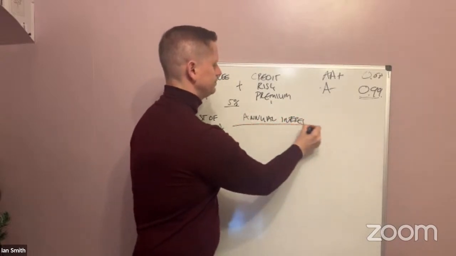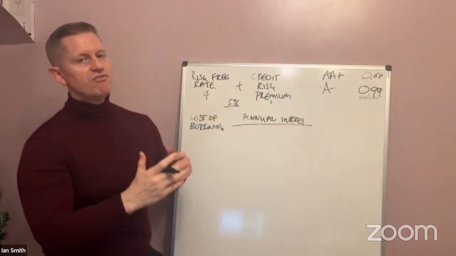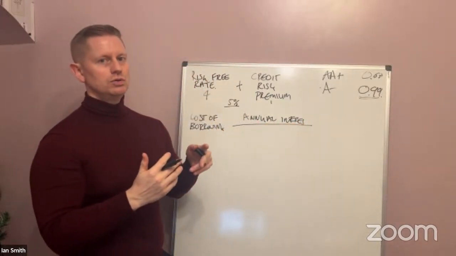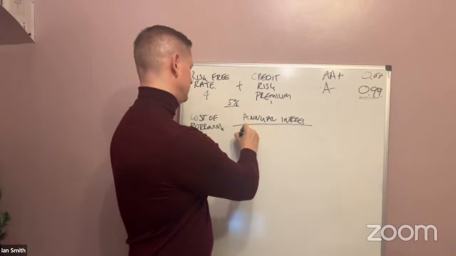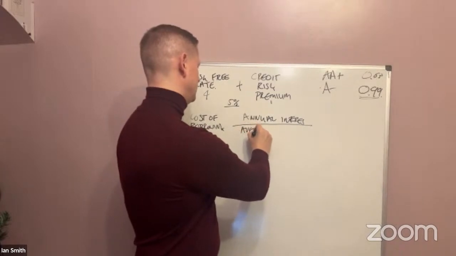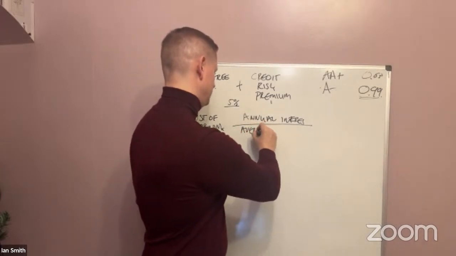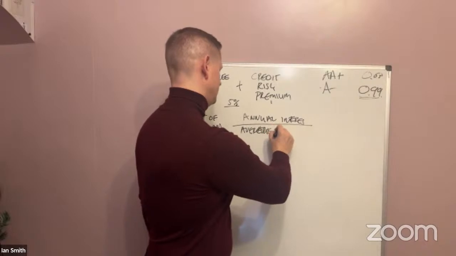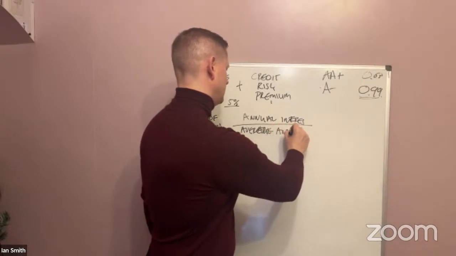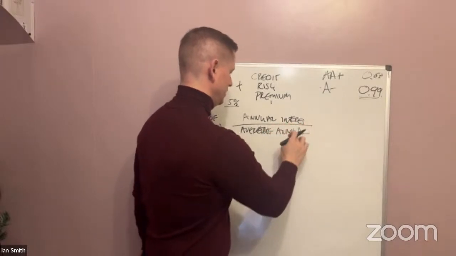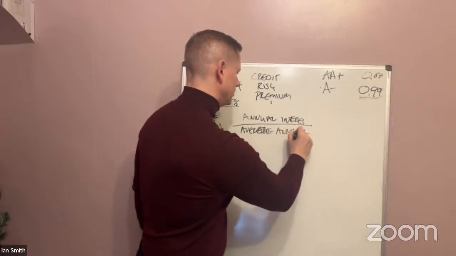annual interest divided by the average annual debt.